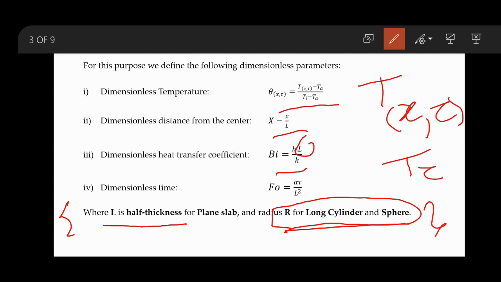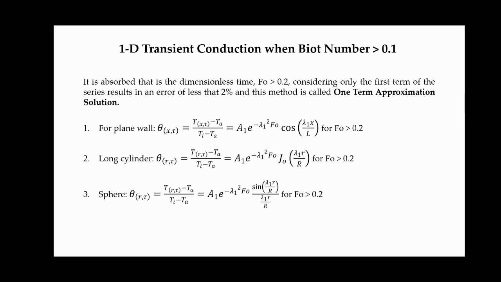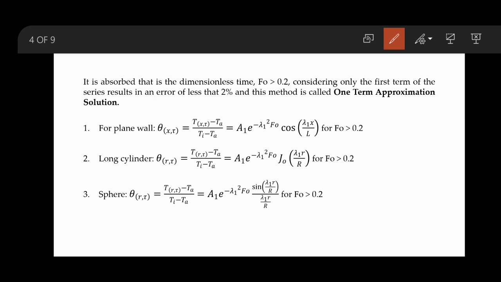And then we find out dimensionless time, that is given by alpha tau by L square, which we call as Fourier number. This is another important dimensionless number in transient conduction. So with these definitions of dimensionless parameters, now let us apply a method called one-term approximation.